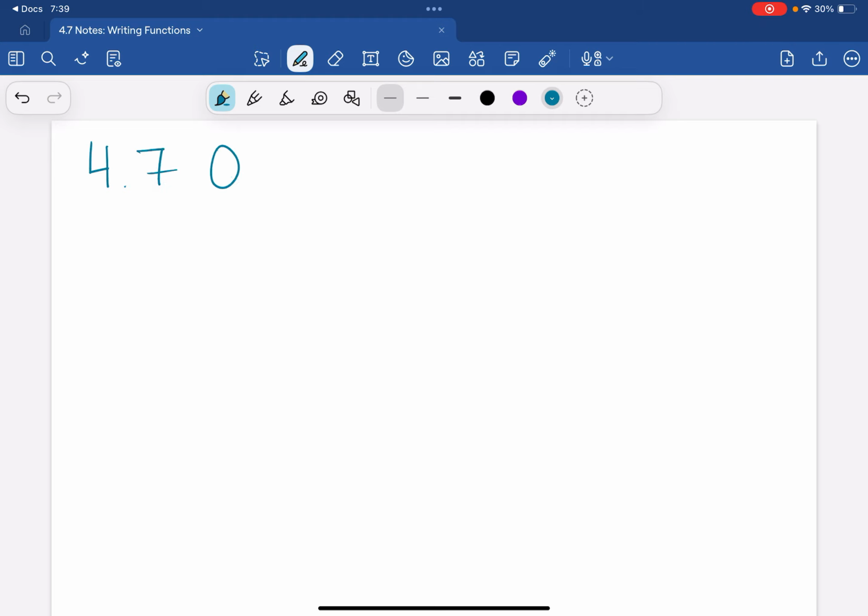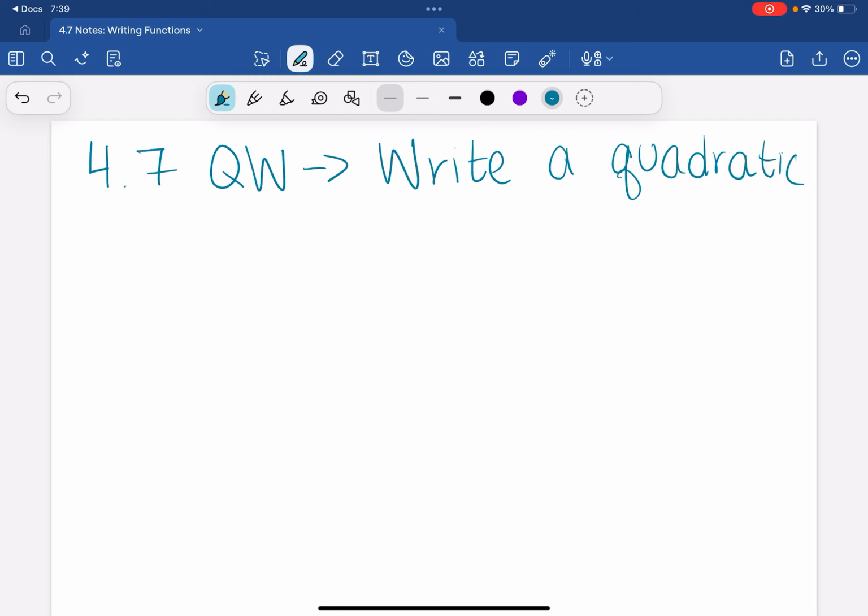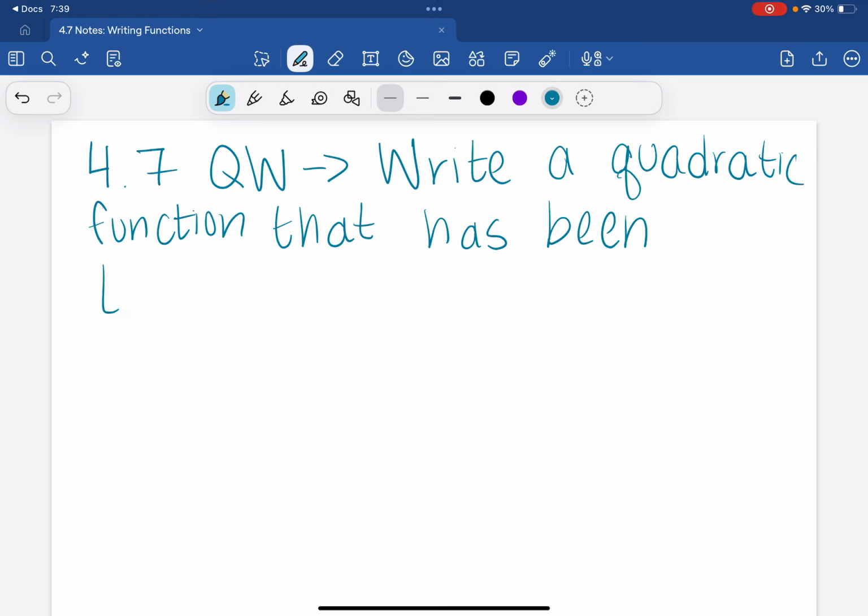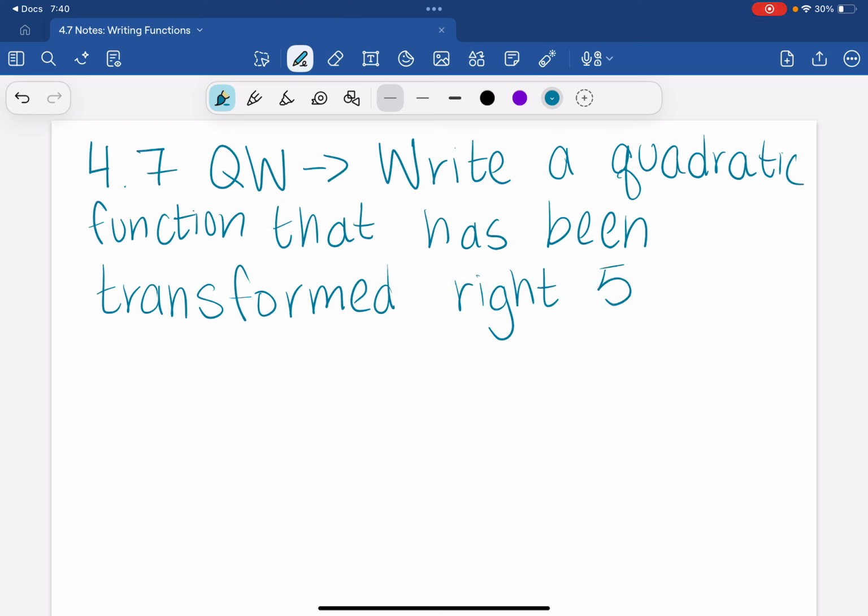So first up, here's your 4.7 quick write. You need to write a quadratic function that has been transformed right 5 and up 2.